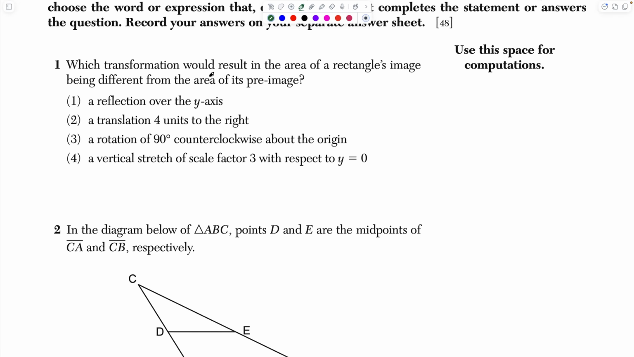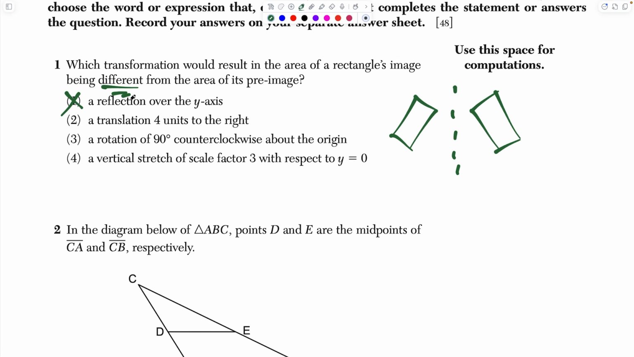Question 1, which transformation would result in the area of a rectangle's image being different from the area of its preimage? So the moment I hear that the shape's area is going to be different, I think of a dilation. A reflection would not be the answer here, because if you reflect a shape over a line, the size of the shape does not change. If I have a rectangle like this, and this is my line of reflection, my new rectangle is going to be the same exact size as the old one.